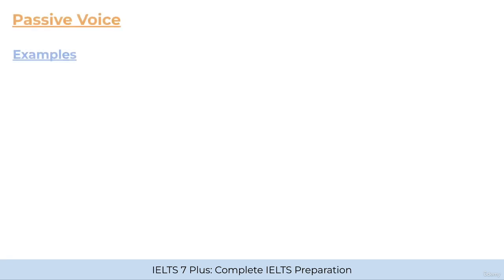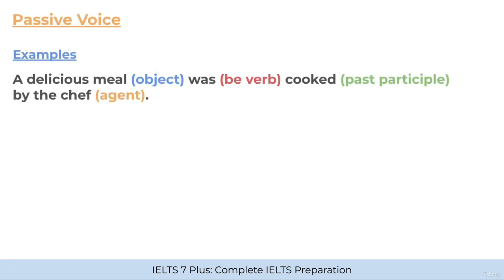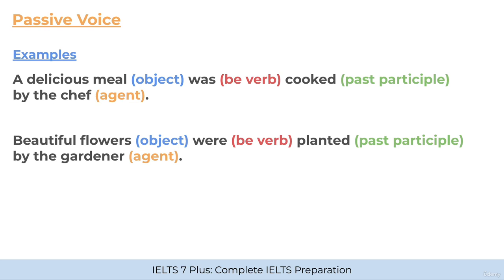Okay, so more examples with this in mind then. We can have a delicious meal being the object, was being the be verb, cooked, past participle, by the chef, agent. So hopefully you can see this in action. It seems a bit overwhelming, this formula, but when you see it in a sentence like this, hopefully it clears up any worries here. It's quite straightforward. Another one, beautiful flowers. Object, were, be verb, planted, past participle, by the gardener, the agent. So you can see that the agent is, as we've mentioned, optional, and it's not crucial to this sentence. We can always omit it. But it's nice to have it there if you know the information as well.